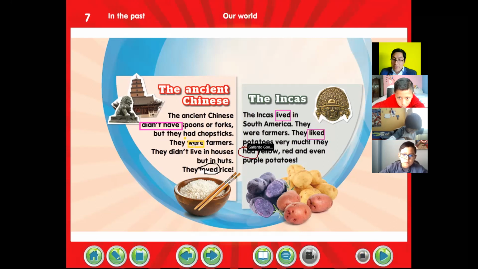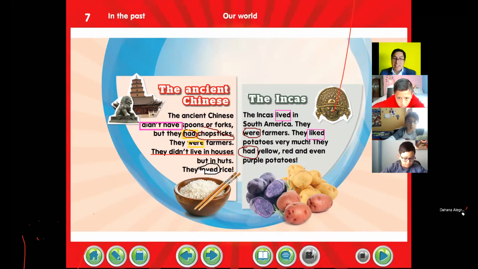Very good, thank you. Were farmers, very good. Loved, had, they liked potatoes very much. The Incas, very good. They had. Yes, chopstick is only vocabulary, okay? This is not an action in past. Yeah, very good, Maria Paz. This sentence is negative, no? They didn't live in houses. Okay, good. Now, please, equal in your books.